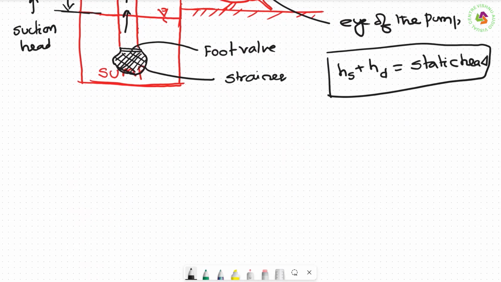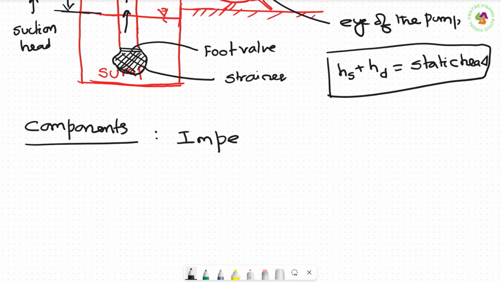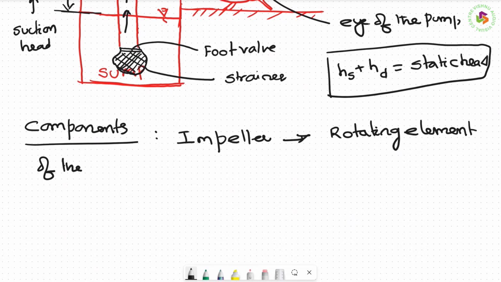Now let us think component wise. If I take the components, first take the impeller. This is the main component. The impeller is the main component. It is actually the rotating element of the centrifugal pump.